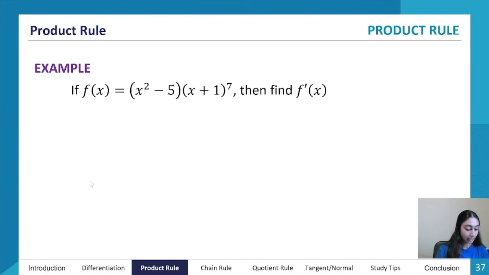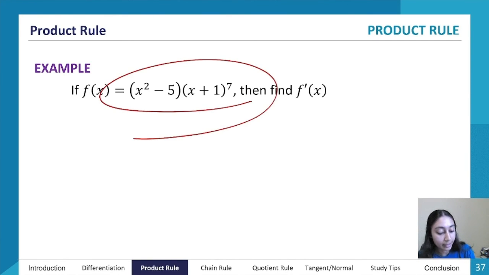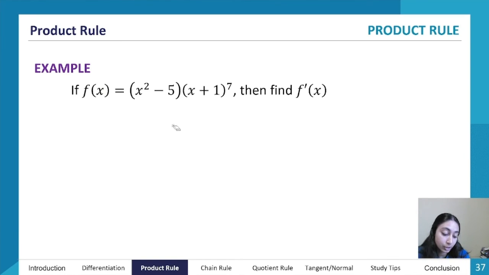Okay. For those of you that would like to try this on your own, I'm going to get you to pause. So I'm going to get started. Let's define our two functions, because as you can see, it's two functions being multiplied together. I'm going to define my first function to be u. So u is equal to x squared minus 5. u dash will be equal to, so x squared becomes 2x, negative 5 becomes minus 0.